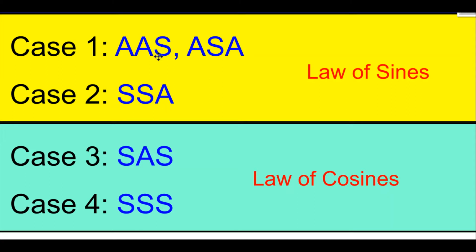So it's going to be really important that you can distinguish between angle, angle, side, angle, because it's going to tell you which formula to use. Law of sines, I already showed you the formula for. Law of cosines will come a little bit later.